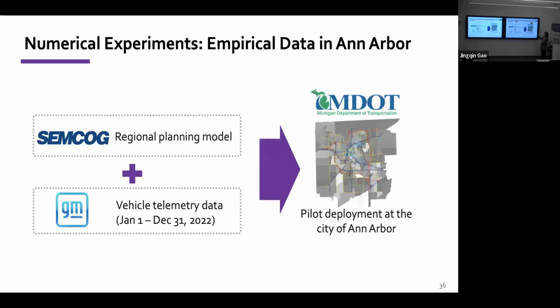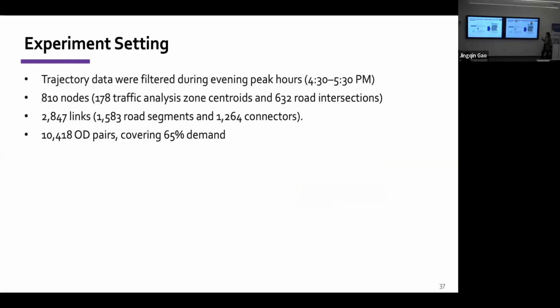And I do want to show an empirical case study that validates this framework. In this numerical experiment, we are collaborating with General Motors, who offered us a year-long of trajectory data, and also the Michigan Department of Transportation, using the city of Ann Arbor as a case study. I want to give a brief review of the experiment settings. We are using the trajectory data of the evening peak hour for the whole year. The Ann Arbor network is slightly smaller than the Chicago Sketch network, and we're considering 10,000 OD pairs, which covers 65% of the main demand.